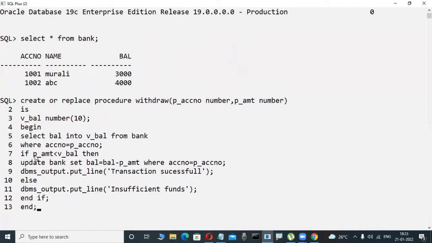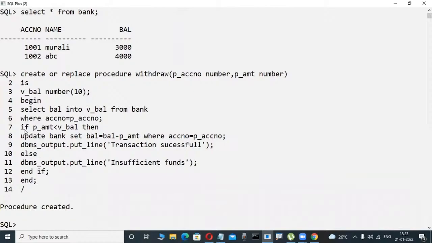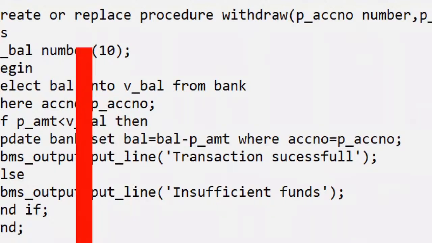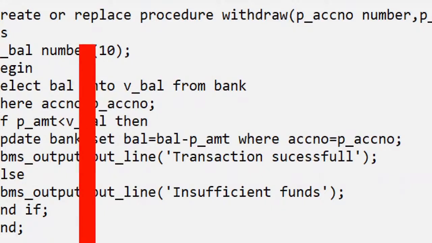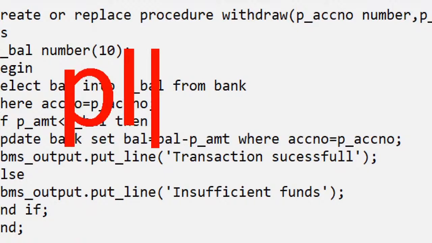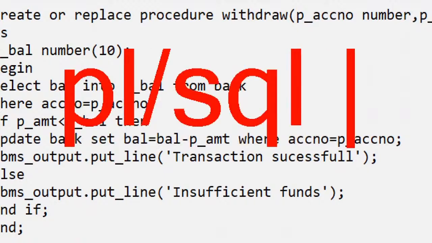Now check it out, I'm writing a procedure, for example. This is not difficult coding, very easy coding. Even if you don't have software knowledge, you will be writing it in future, because I will tell you all the things. These types of codings are called PLSQL coding, like a little bit of programming.